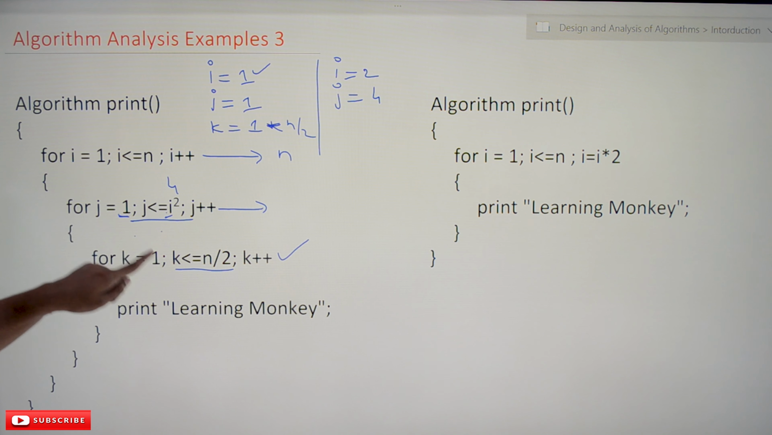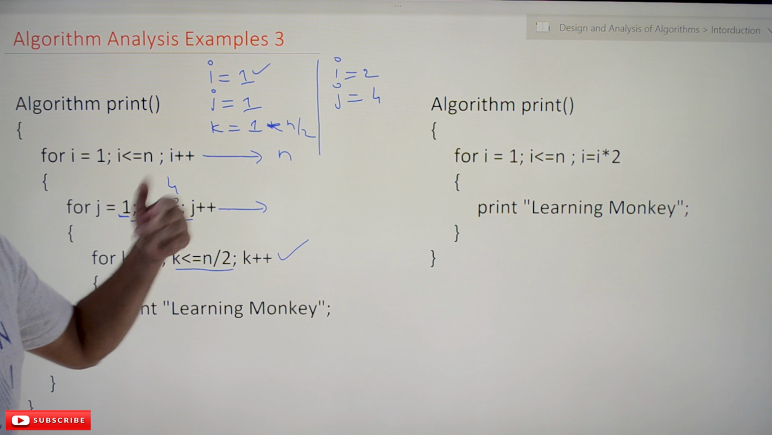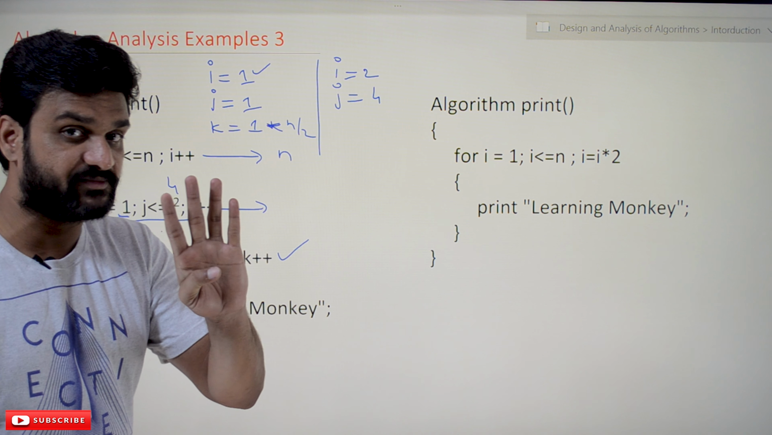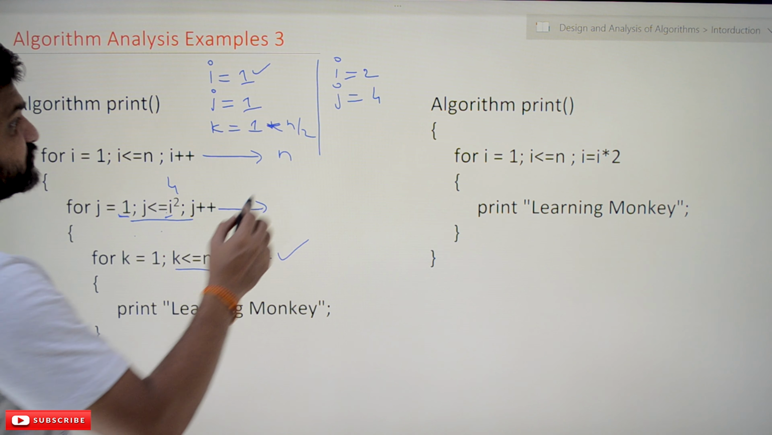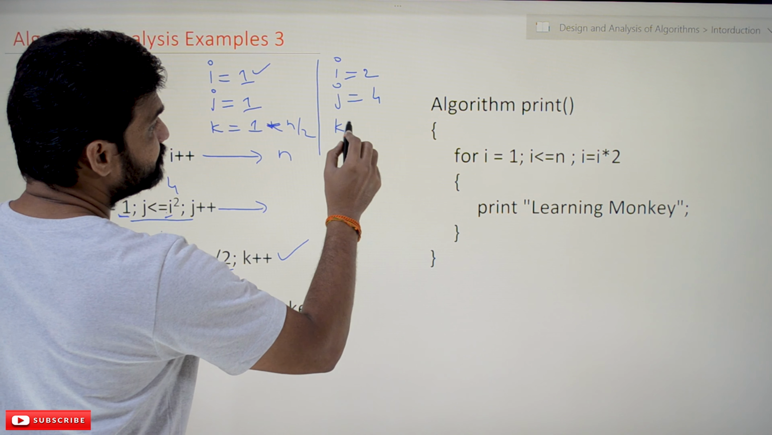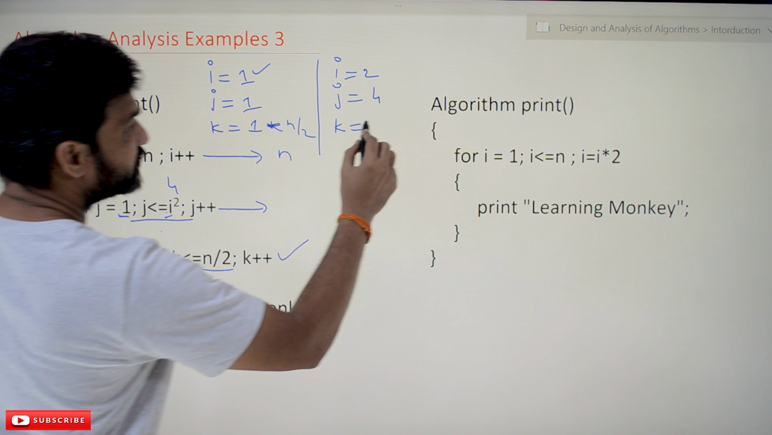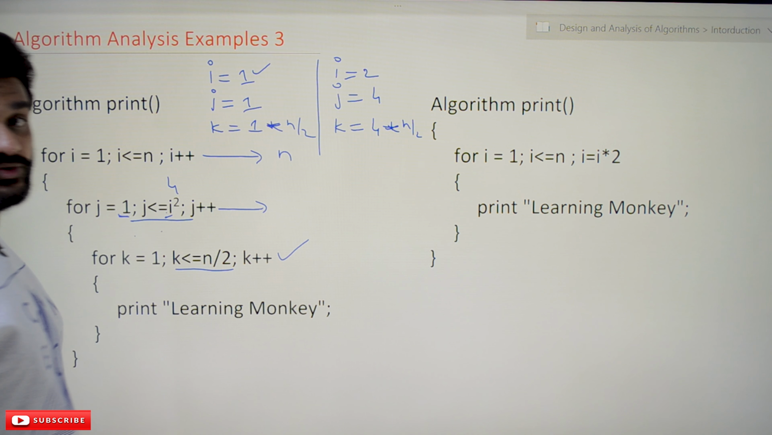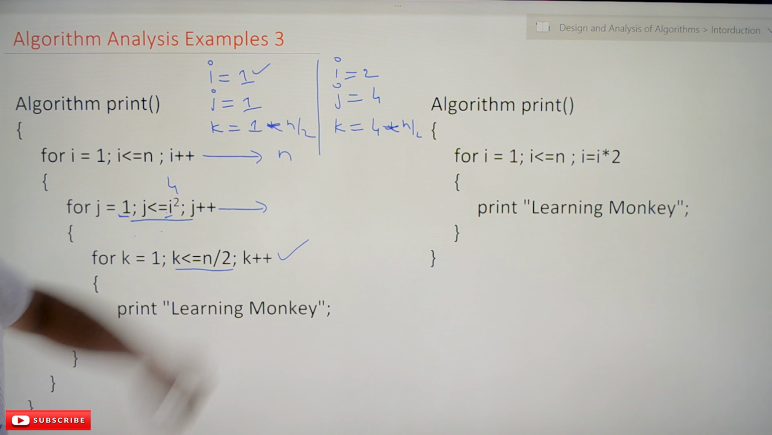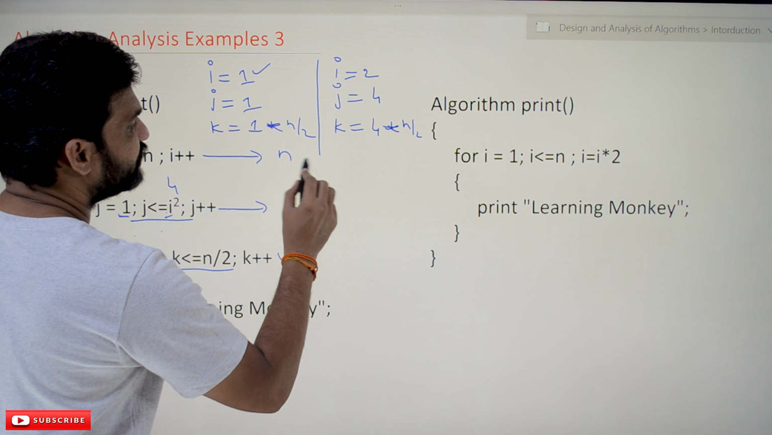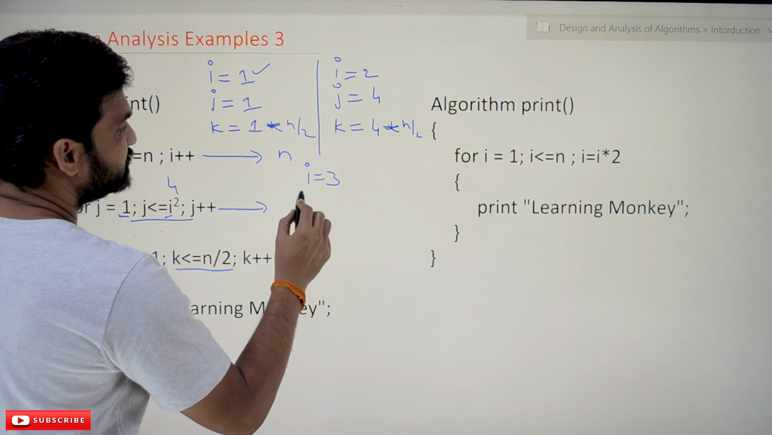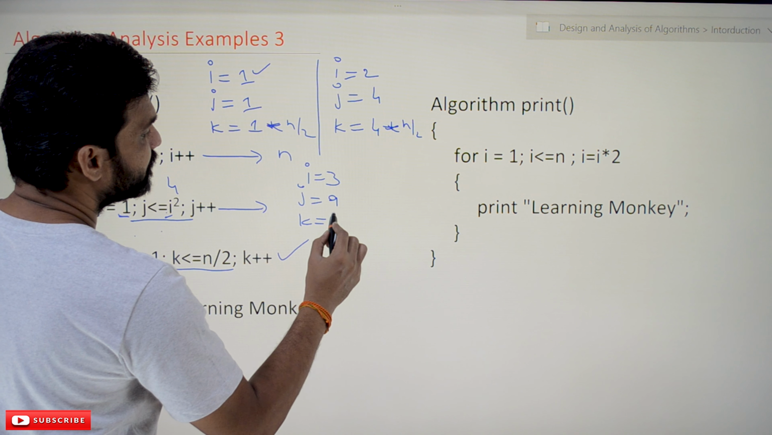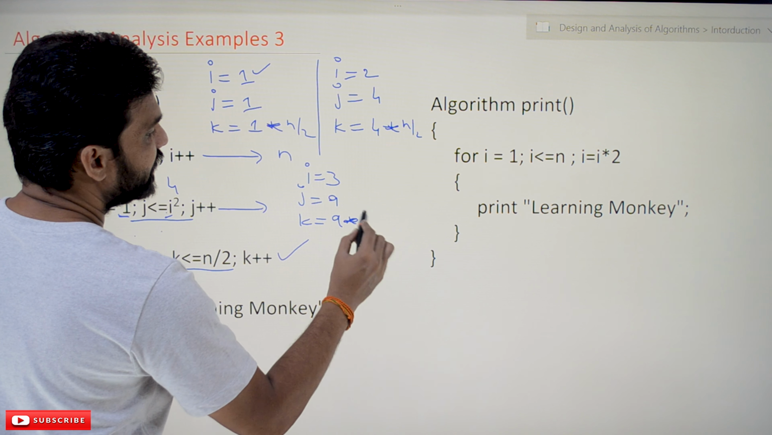Every time we come into this loop, this k is going to be iterated for n by 2 number of times. How many times are we going to come into this loop? 4 times we are going to come into this loop. Check that point. So k is going to be 4 into n by 2, 4 into n by 2 number of times this k will get iterated. Similarly, if the value of i is equal to 3, then j is equal to 9, and what about k? k is equal to 9 into n by 2.